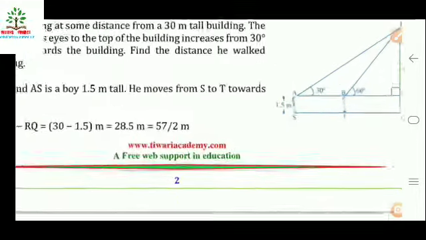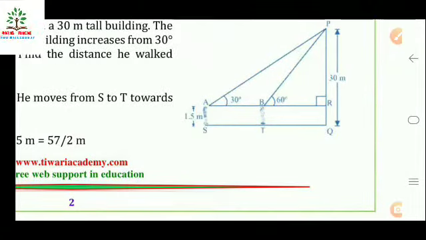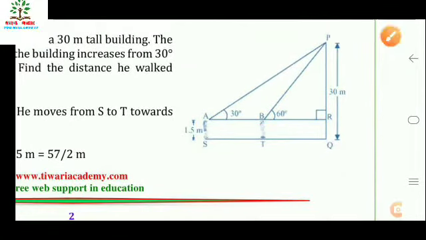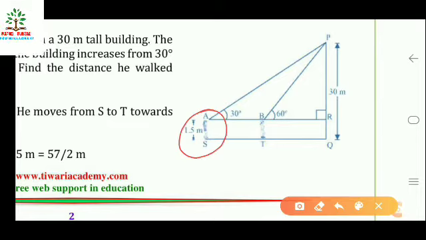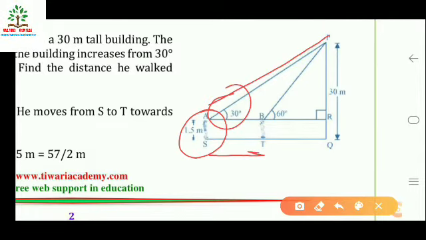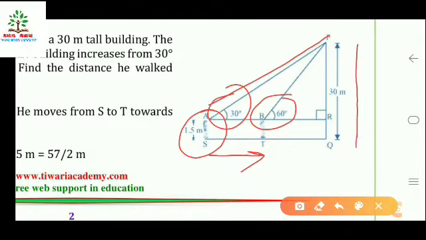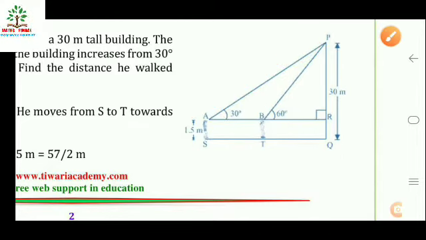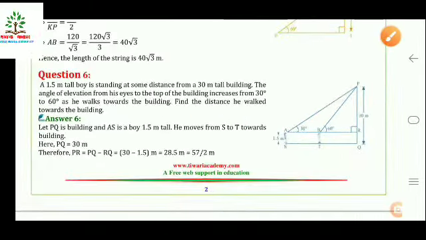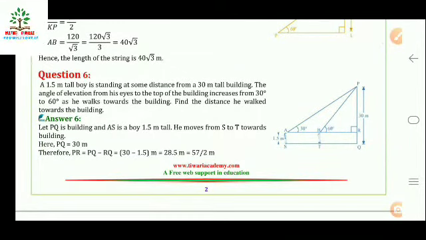So looking at the figure very carefully, this is the height of the boy, which is 1.5 meter. From this point the angle of elevation to the top of the building is 30 degree, and then he moves towards the point T. Now the angle of elevation becomes 60 degree, and the height of the building is 30 meter. What we have to find here is the distance he walked towards the building. It means this distance AB we have to find.